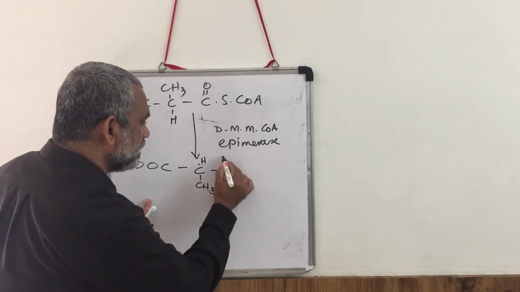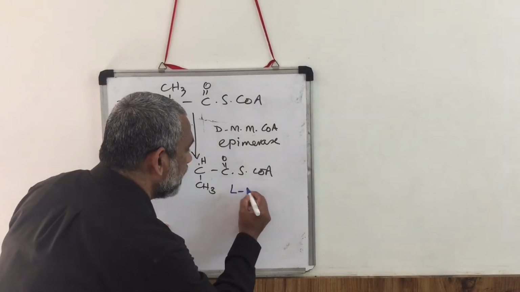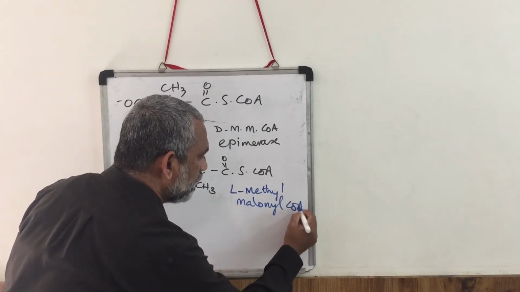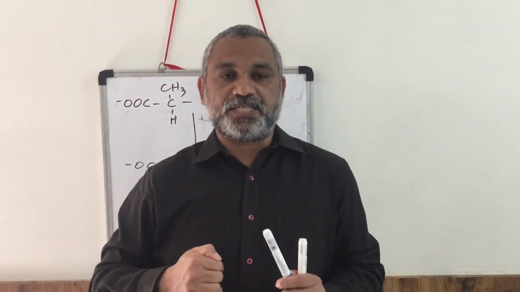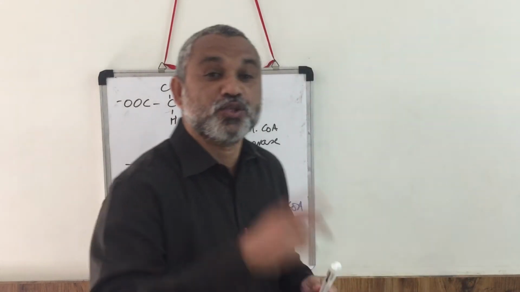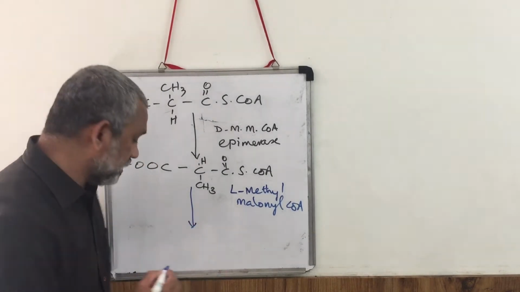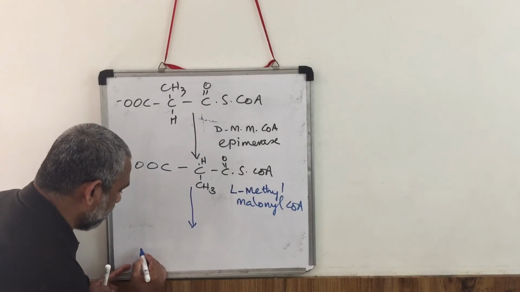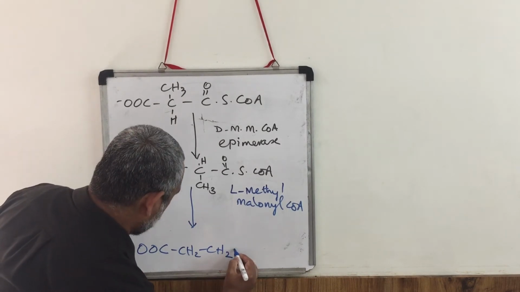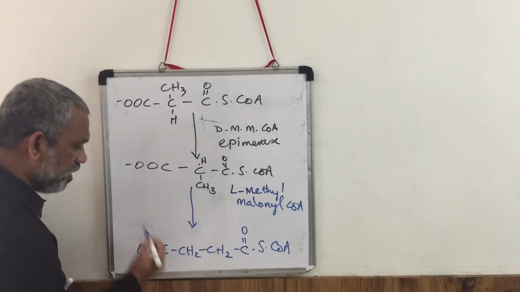CH3. So this is how we write it. So this is L-methyl malonyl-CoA. Just by doing this conversion, we have created an intermediate that can be converted to succinyl-CoA. That is the last step. In the last step, this is converted to succinyl-CoA. So let us write the structure of succinyl-CoA, four carbon atoms, 1, 2, 3, 4 carbon atoms.